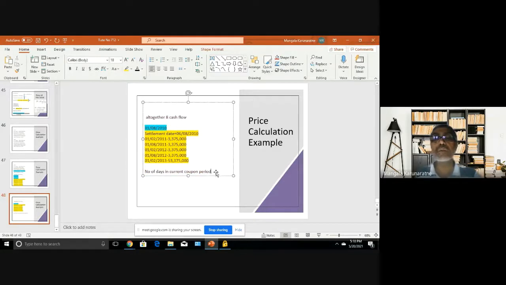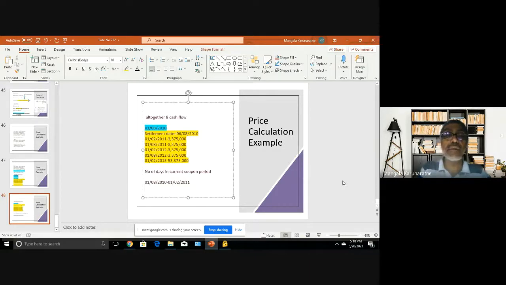So the number of days in the current coupon period is from 1/8/2010 to 1/2/2011. It's easy. How many months now?